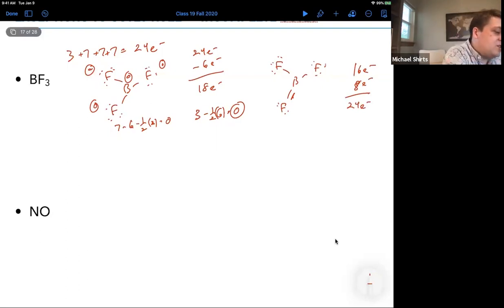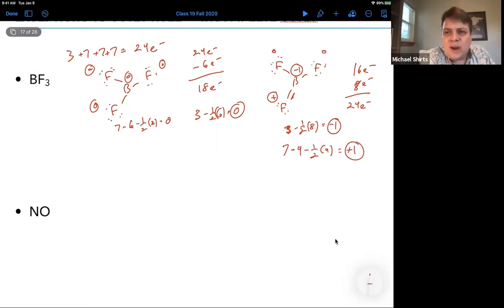So the formal charge on these two fluorines stays the same, and the formal charge on the boron is now 3 minus 1/2 times 8, since there's 4 bonds, equals -1. So there's a -1 on boron, and for the doubly bonded fluorine it's 7 minus 4 minus 1/2 times 4, which would be +1. So the fluorine is a +1 here. So even though we have a complete octet here, the formal charges are not very happy.